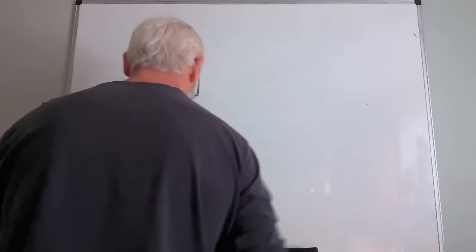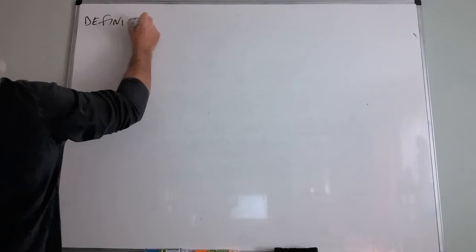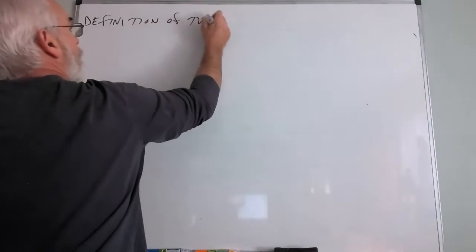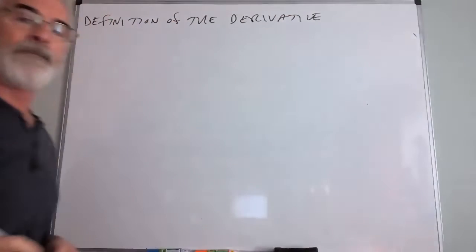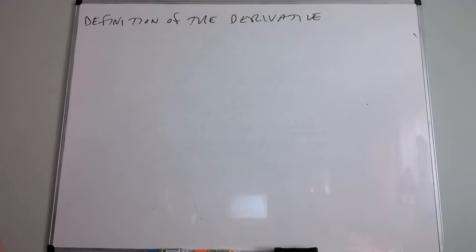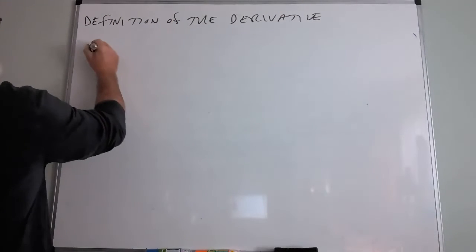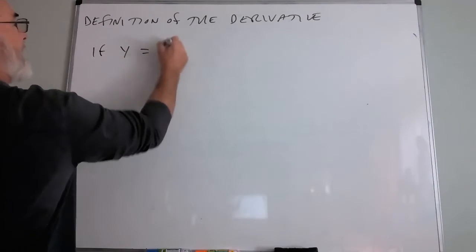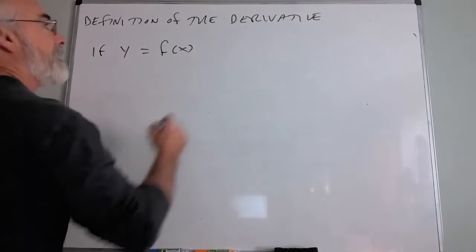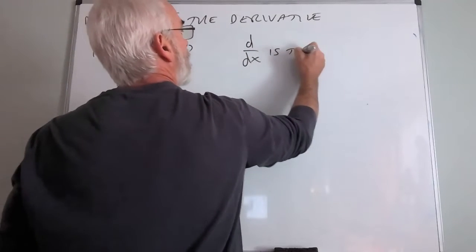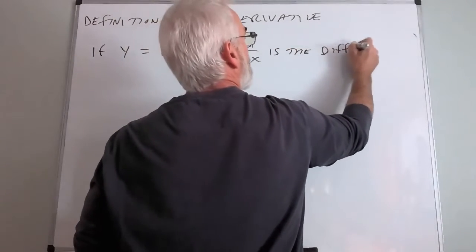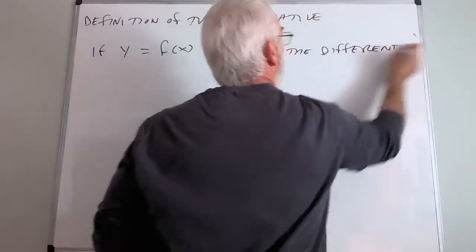And with formal definitions comes lots of tedious notation. All right, we're going to define this, which is called the definition of the derivative. Okay, the derivative of a function. So first, if y equals f of x, d dx is called the differential operator.